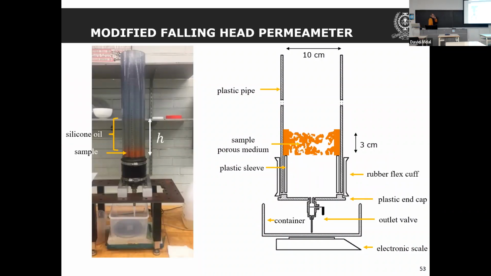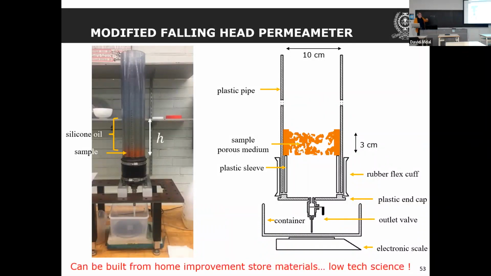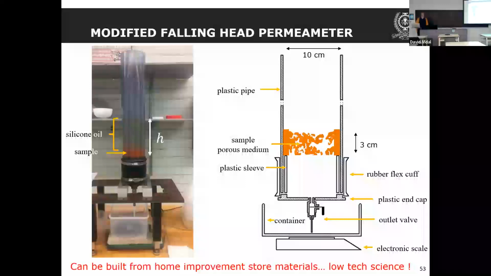And then you put the samples into this permeameter that was designed by Philippe Koss and François Trochu at Vidal. So you see, we put our sample here, we put silicon oil, and then we drain and collect the silicon oil over time. This is much simpler and much less costly than trying to measure the pressure drops across a very small wafer of the original 300 micron porous material. And this can be built from home improvement store materials.